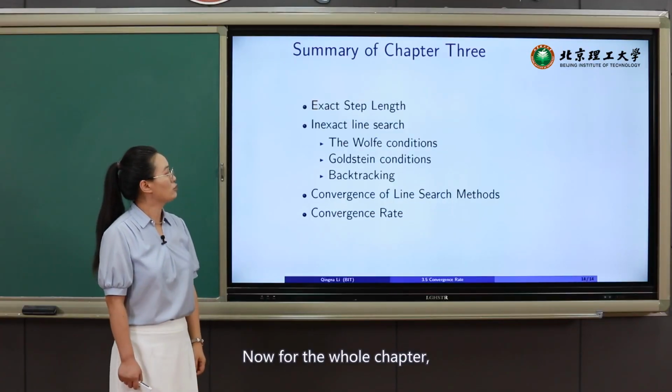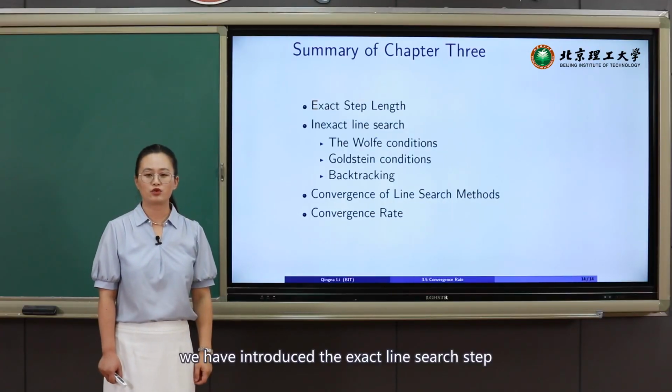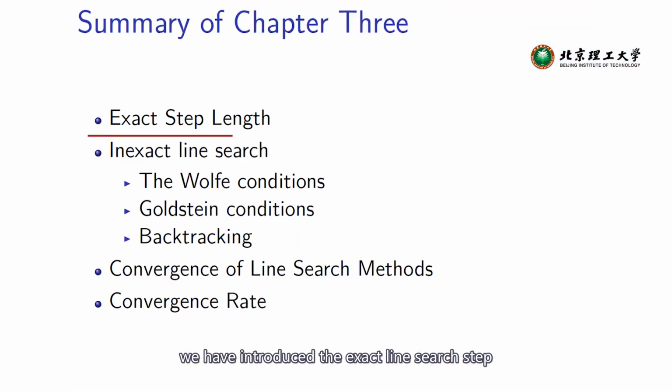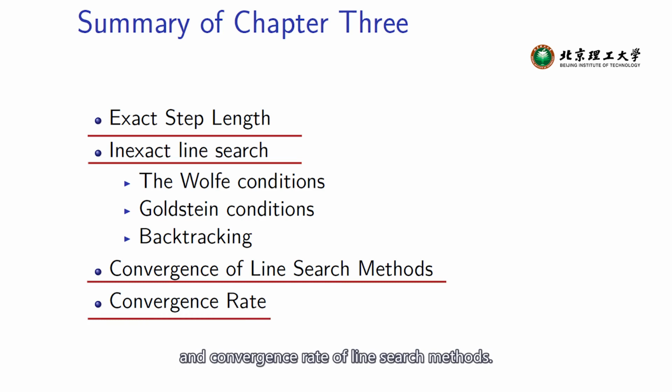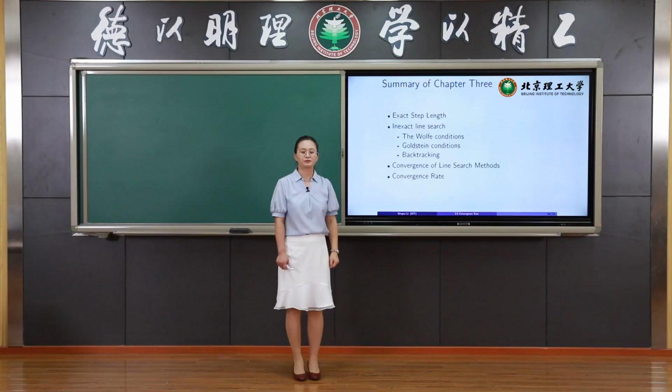Now, for the whole chapter, we have introduced the exact line search step and inexact line search conditions. Then after that, we introduced the convergence and convergence rate of line search methods.